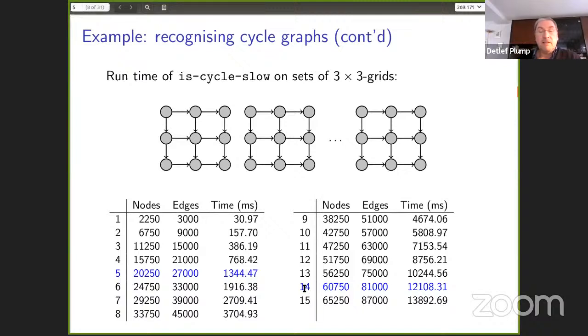But then if we compare that with line 14, this is 60,750 nodes, 81,000 edges. So the size is exactly 3 times that of the graph in line 13. However, the time here is already more than 12 seconds compared to 1.3 seconds. So we have a 3-fold increase in the size of the graph, but a 9-fold increase in time. This is not a proof that this program is not running in linear time, but it indicates what's going on. If we carried this table forward, you would see that the increase of size and the increase of running time go more and more apart.